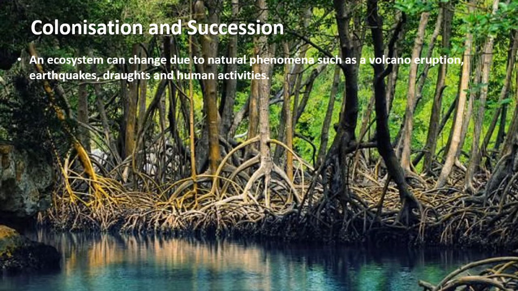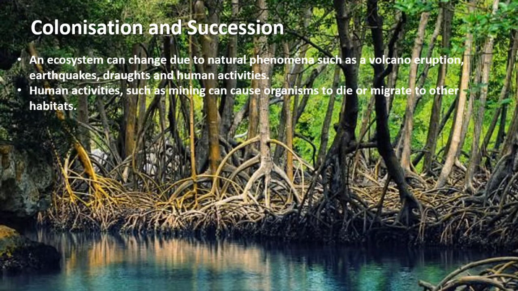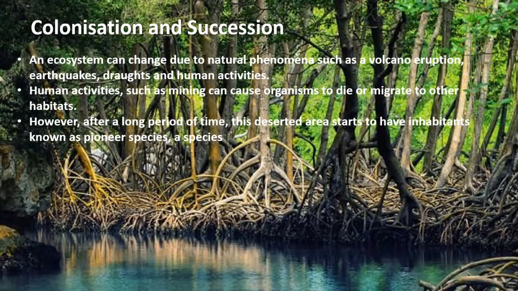An ecosystem can change due to natural phenomena such as volcano eruption, earthquake, drought, and human activity. So human activity such as mining can cause organisms to die or migrate to other habitat. However, after a long period of time, this deserted area starts to have inhabitants known as pioneer species. A species that begins to colonize an area where there are no other living things. Okay.